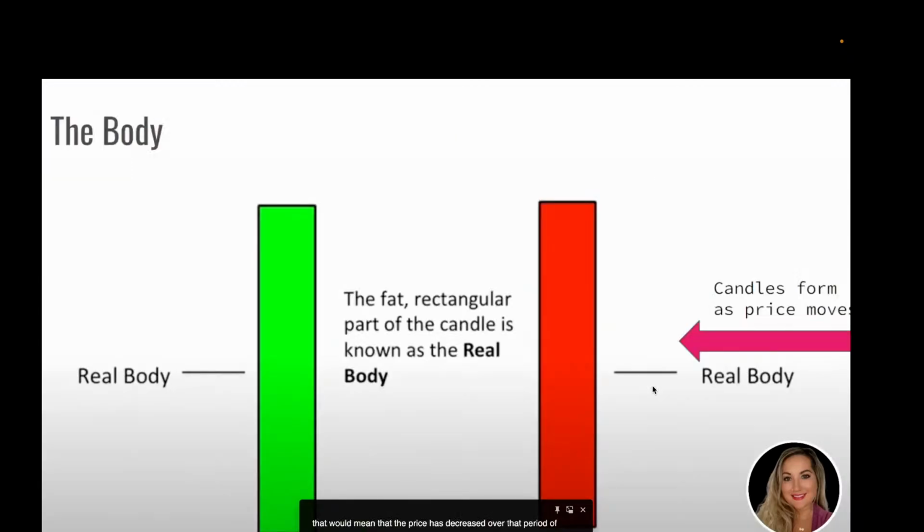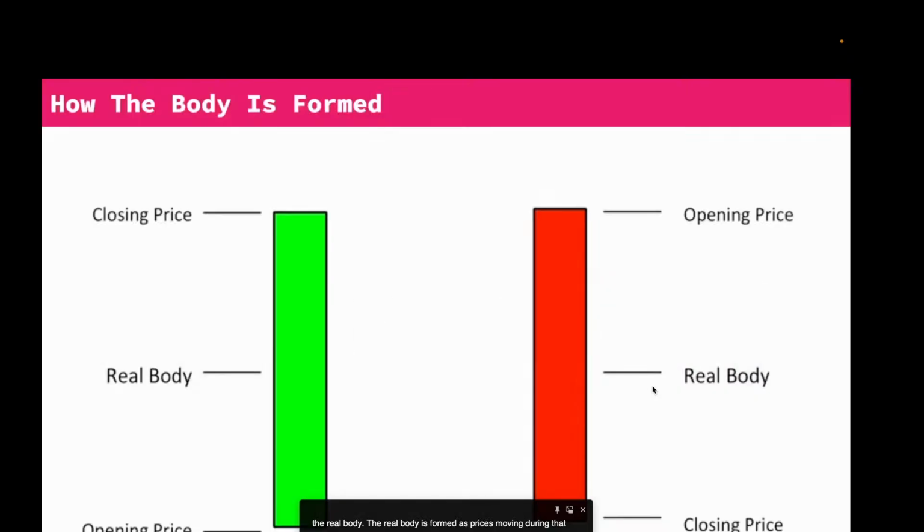There are a couple of different parts to identify on candles. Most important part that you guys need to understand as beginners is what we refer to as the real body. That's the fat rectangular part of the candle that you guys are seeing here on the screen. This is known as the real body. The real body is formed as price is moving during that designated time period, so from where the price opens and closes.